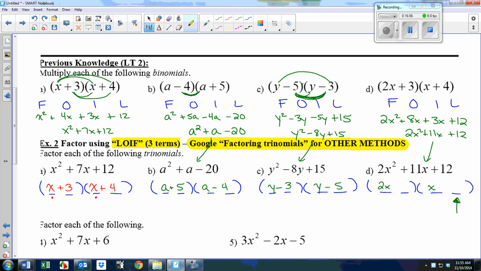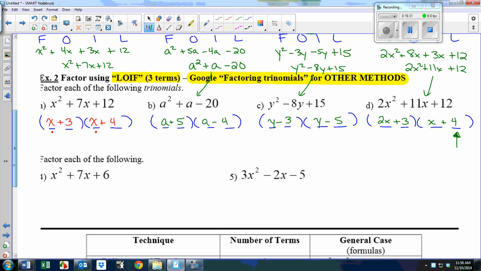Trial and error. What's going to make a 4? And, well, we already know the answers. They're staring at us, so I'll put a 3 there and a 4 there. I won't put signs on them, but in my head, how I would really do this: what's 2x times 4? The outer. 8. The inner, 3 times x, 3. Will an 8 and a 3 make the 11 that we're looking for? Yeah, so they're both positive. All right, we'll talk about that more on number 5.